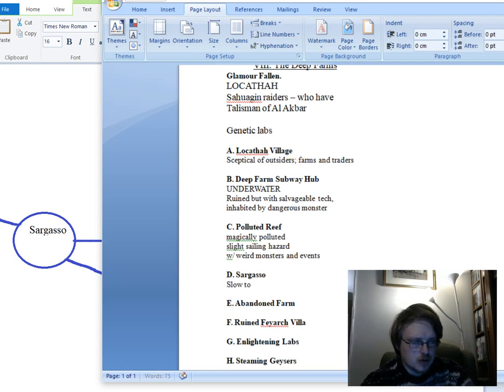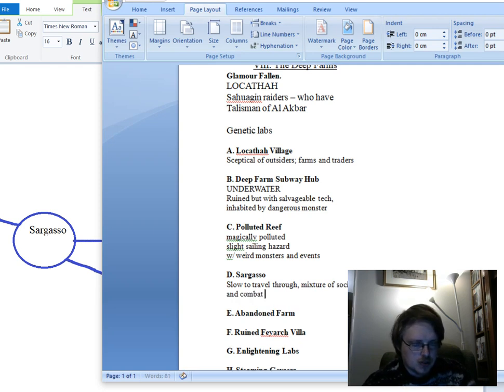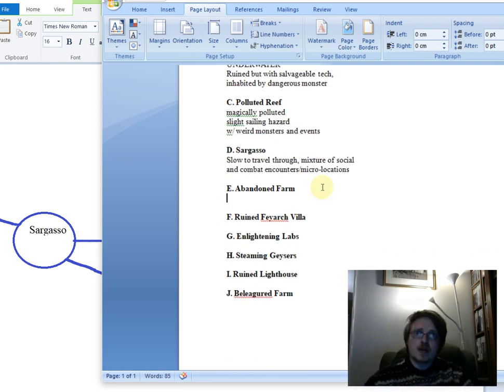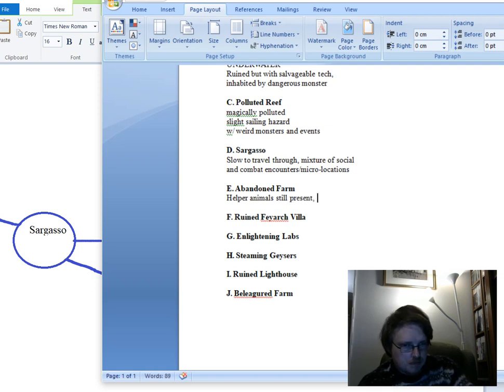Sargasso, slow to travel through. So rather than it being like, you can travel between every other point in an hour, the Sargasso is like 8 hours, something like that. Mixture of social and combat encounters, micro-locations. We could map the Sargasso. I think it'd probably be better to use it almost as its own flux space where you're rolling and seeing who you bump into. Helper animals still present. Food gone, because I guess algae gone wild.